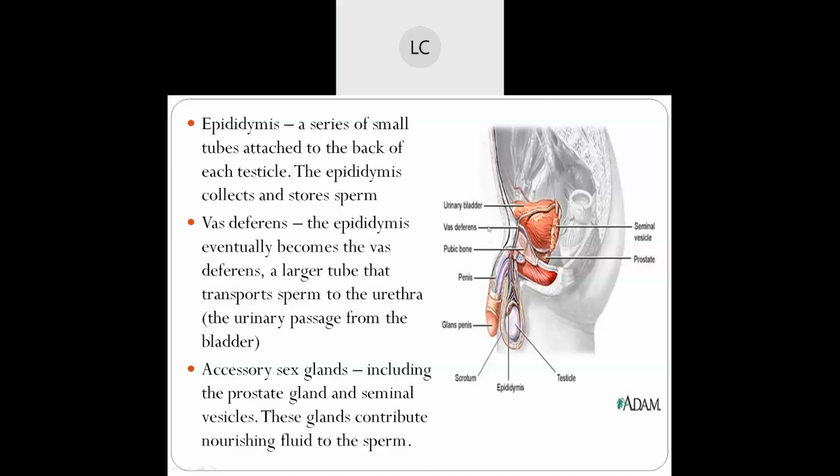Yes, ma'am. Okay. So what happens here in the seminal vesicles and prostate gland? They will nourish the sperm. They will go and give some fluid to the sperm so that they can be nourished and function healthily in a proper manner.